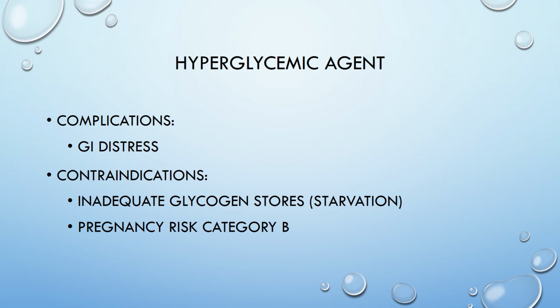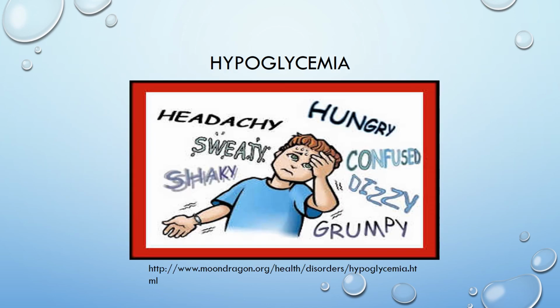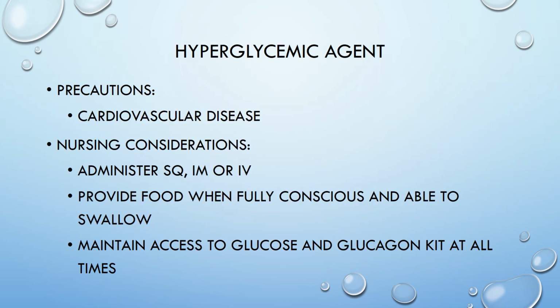Contraindications: inadequate glucagon stores. So if there's starvation, do not give it. Pregnancy risk category B. Hypoglycemic, make sure you guys know what the signs and symptoms are. Precautions: cardiovascular disease. And nursing considerations: administer sub-Q, IM, or IV.